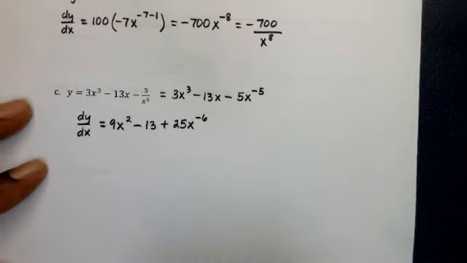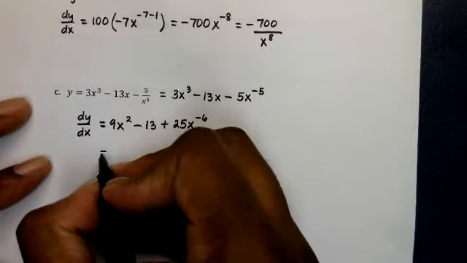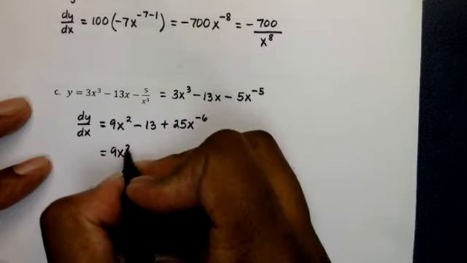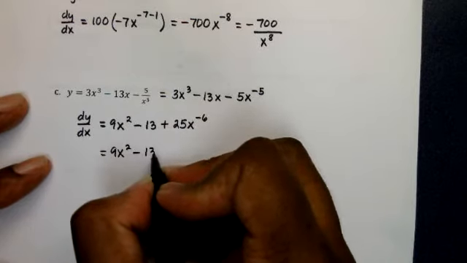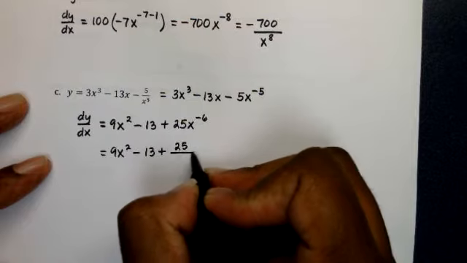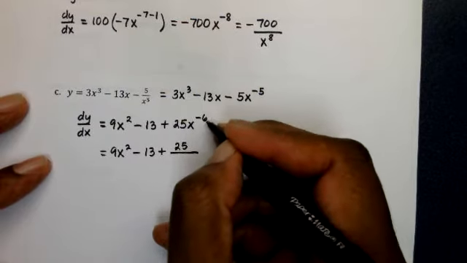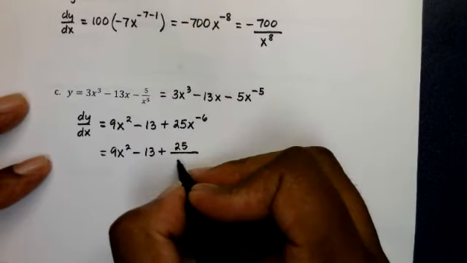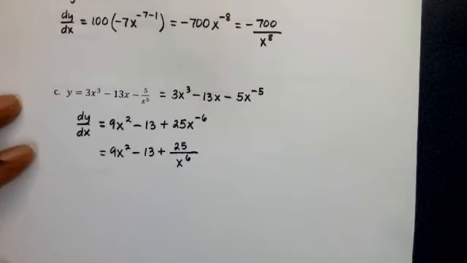Okay, so let's write this using positive exponents. I have 9x squared minus 13 plus the 25 will be in the numerator. If I pull that x to the negative 6 in the denominator, then I'll have a positive exponent of x to the 6. So my derivative will be 9x squared minus 13 plus 25 over x to the 6.